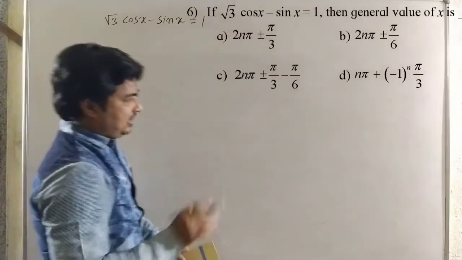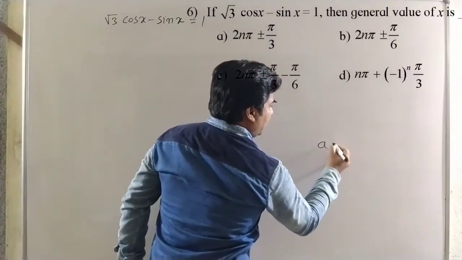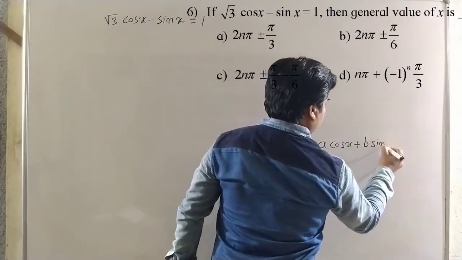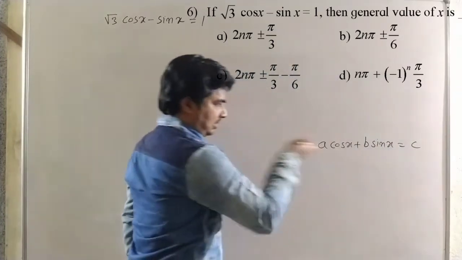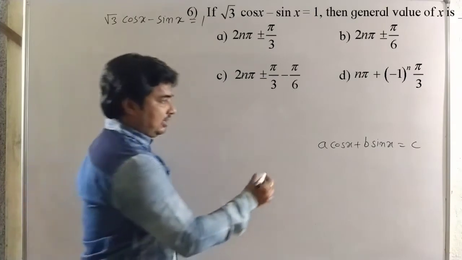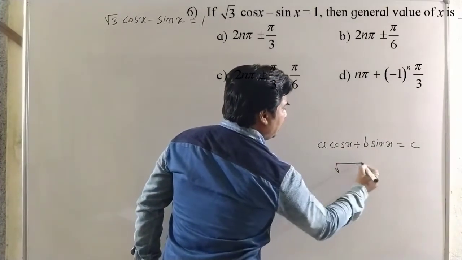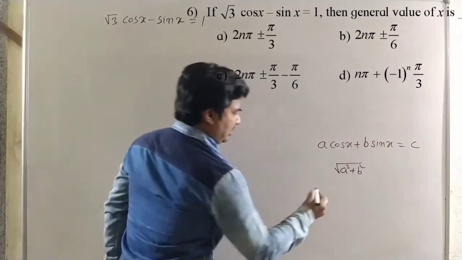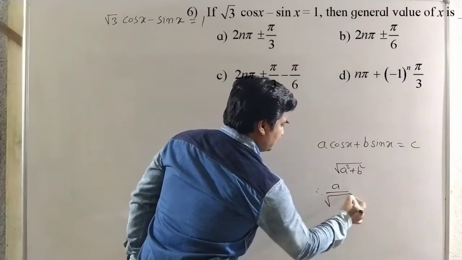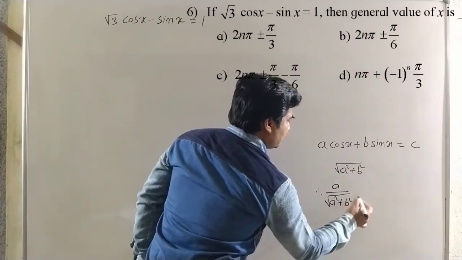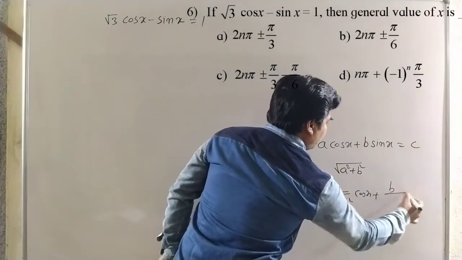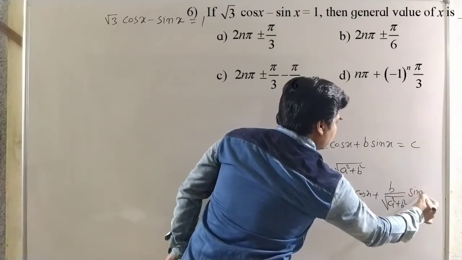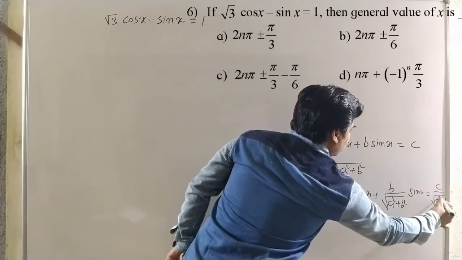Here this equation is in the form, see carefully, a cos x plus b sin x is equal to c. Now here we divide both sides by under root of a square plus b square. Okay, divide throughout the equation, and therefore we write a upon under root a square plus b square cos x plus b upon under root a square plus b square sin x is equal to c upon under root a square plus b square.